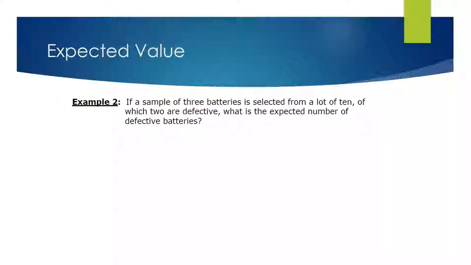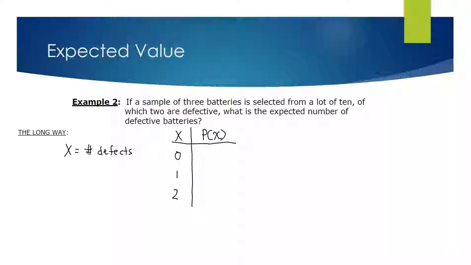If a sample of 3 batteries is selected from a lot of 10, of which 2 are defective, what is the expected number of defective batteries? So we're looking for, if we pick 3 batteries out of this group, on average, how many batteries are going to be defective? There's a long way of doing that, and there's a short way of doing that for this particular circumstance. Most of the time, you're going to have to do the long way, where you say, okay, I'm going to let x be the number of defects, which means that x can be 0, 1, or 2.